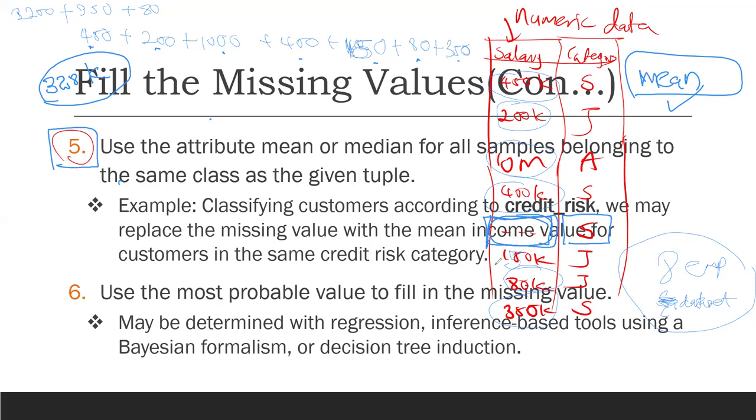If you have a missing value in a particular type of label, see here, the senior label has the missing value. To fill the missing value for this cell, you consider only this one and this one and this one. You consider only the senior category employee salaries and divide by the total number of instances in that category. It means you calculate the mean for that particular class only, and fill the missing values with it. You do not consider the entire data set, only that particular category.